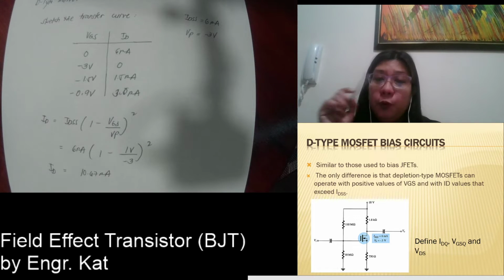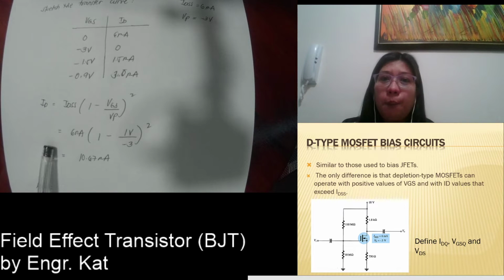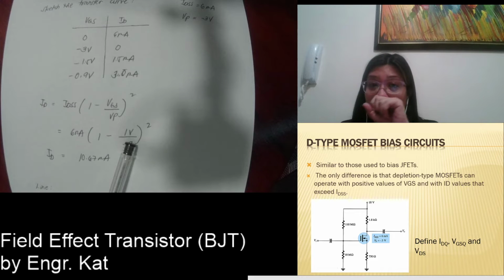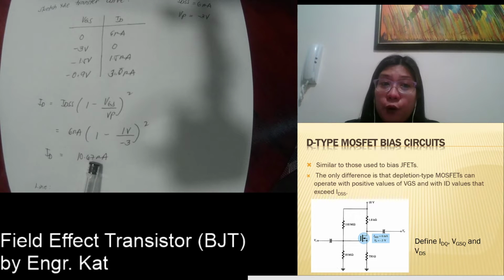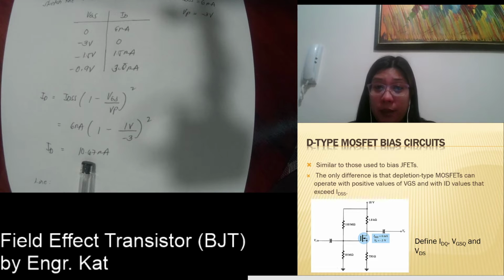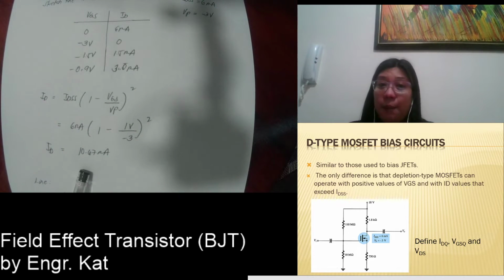What differs your DMOSFET from your JFET is that we need an additional point which represents a positive VGS. Let us assume a positive VGS equivalent to positive 1 volt. Upon solving using Shockley's formula, I get an ID equal to 10.67 milliamperes. So I have here 4 points plus a point with a positive VGS. Then I can draw the transfer curve.